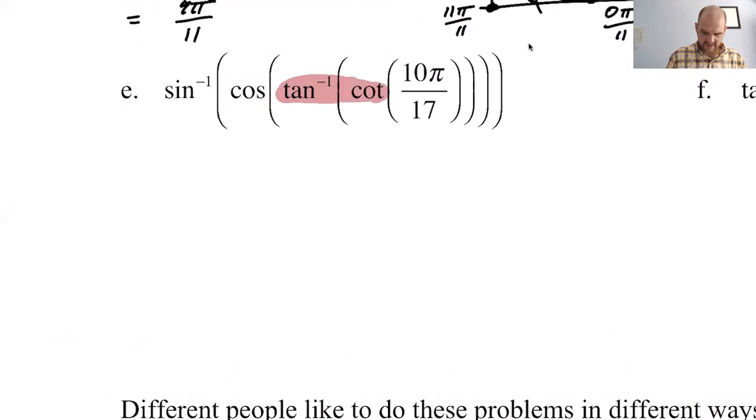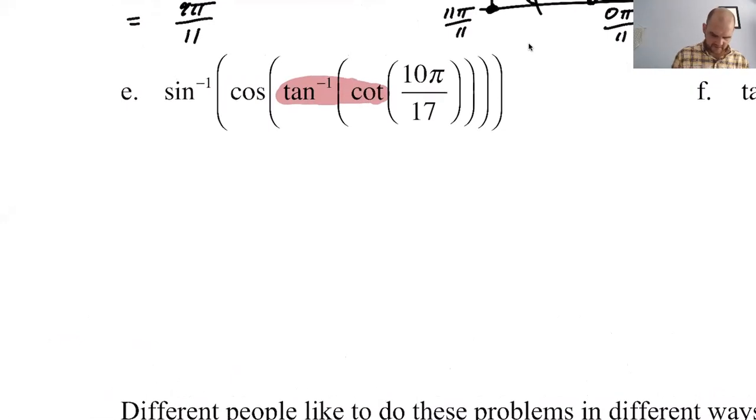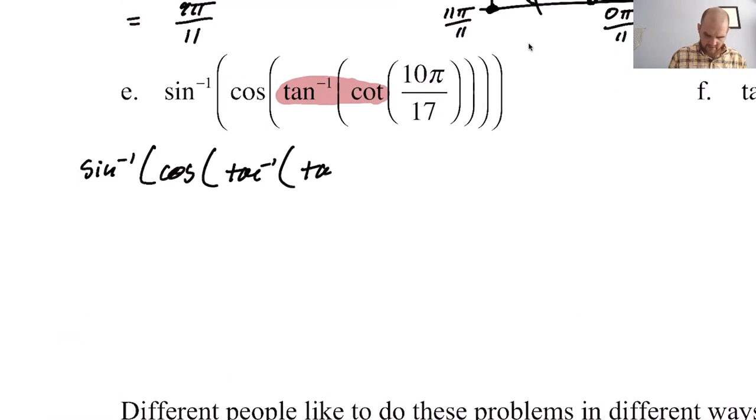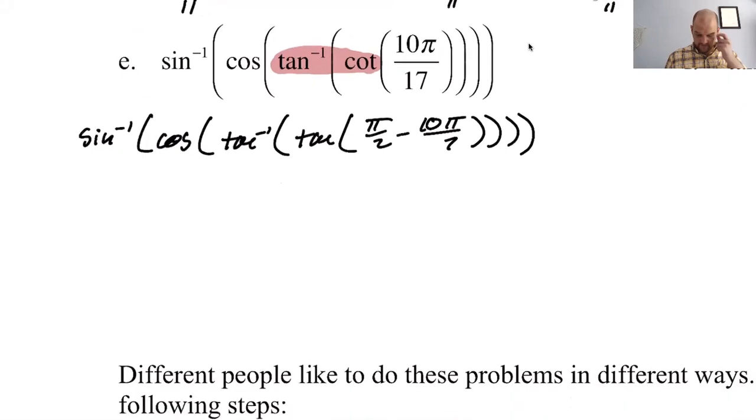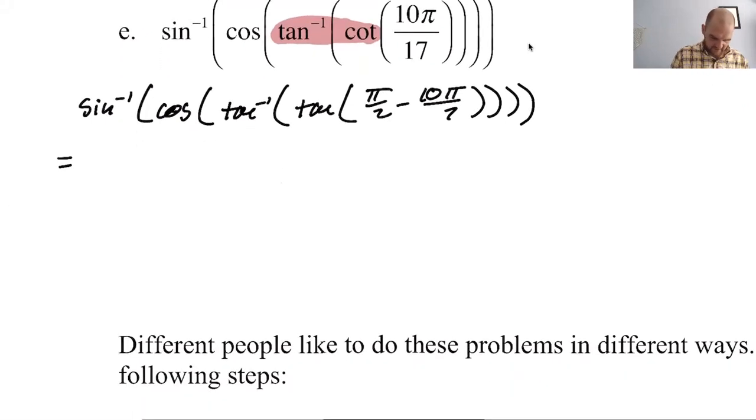So the inverse tangent of the cotangent of something. I don't know, let's see if we can do it. First, it's going to be the sine inverse of the cosine of the inverse tangent of, we're going to cofunction this, the tangent of pi over 2 minus 10 pi over 7, 1, 2, 3, 4. All right, so simplify that.